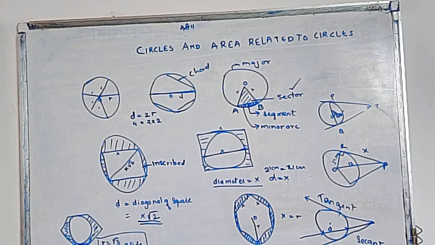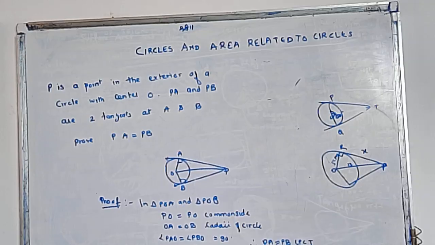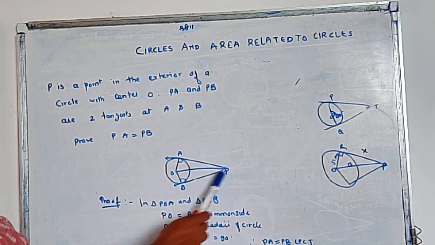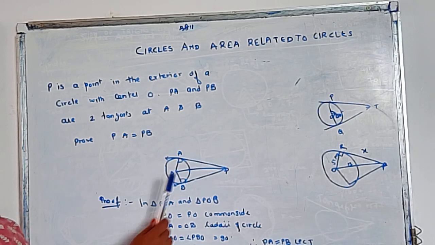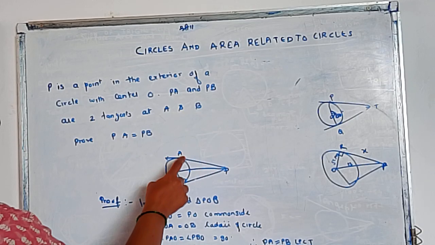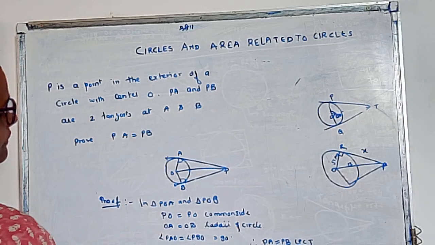Now we'll study a theorem. It says P is a point in the exterior of a circle with center O. PA and PB are two tangents at A and B. Prove that PA is equal to PB. We have a circle. P is the exterior point touching the circle at A and B. O is the center. Whenever a tangent touches the circle, it makes an angle 90 degree.